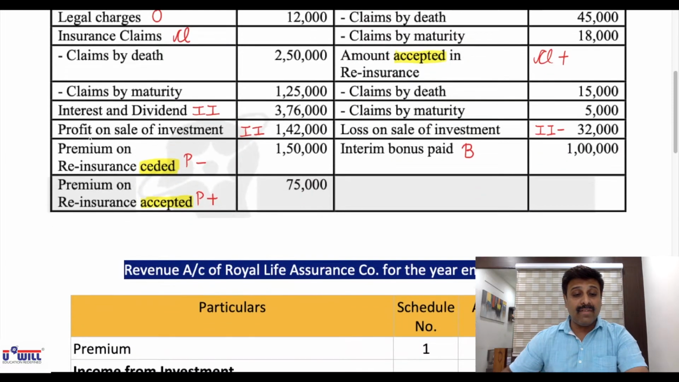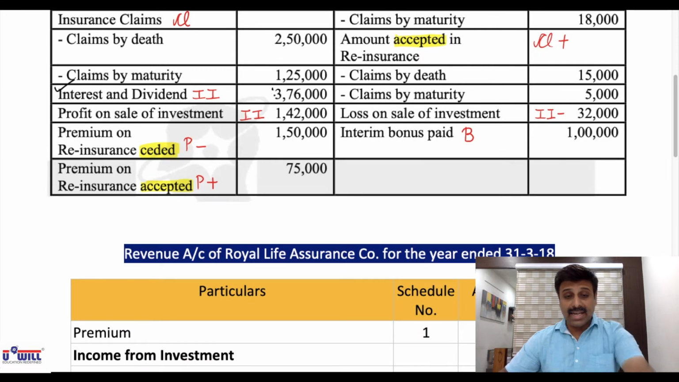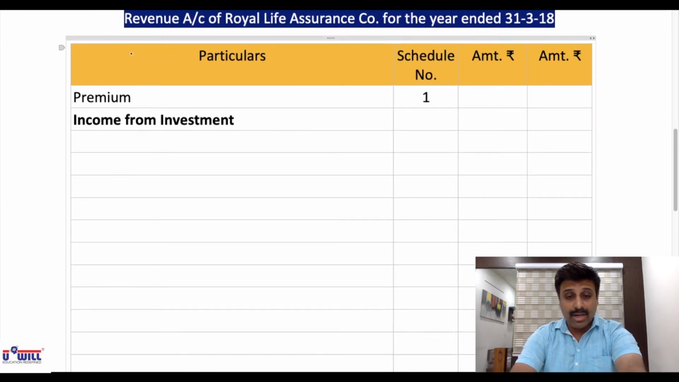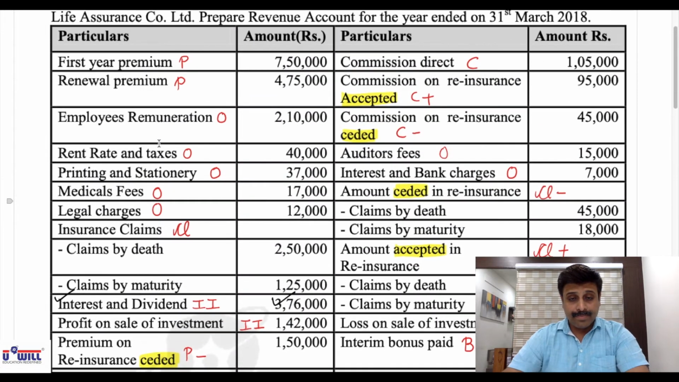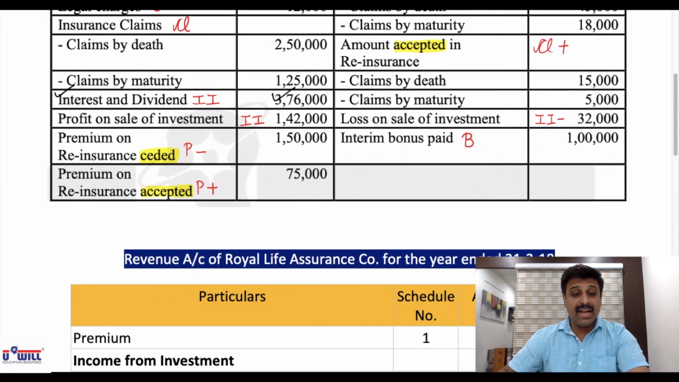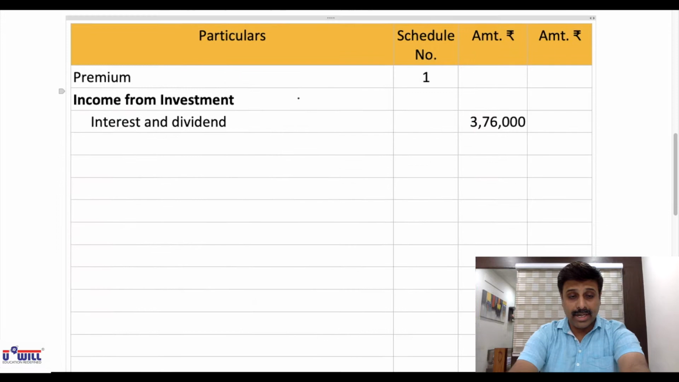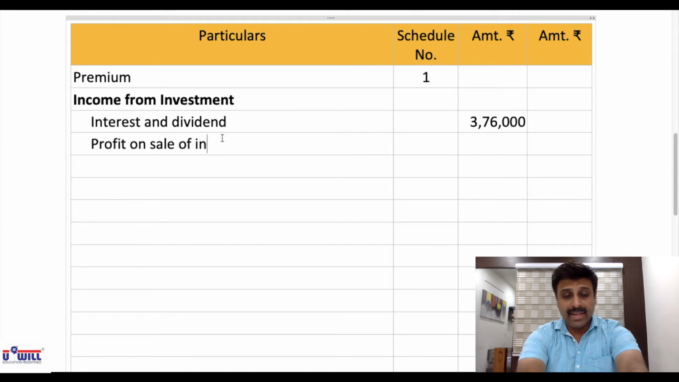Now the first item of investment income is interest and dividend, 3,76,000. So directly we have to record it here itself. All of you write down interest and dividend. In the inner column write 3,76,000 and we will take the total in the outer column. Then after interest and dividend we have profit on sale of investment, 1,42,000. So write down profit on sale of investment, 1,42,000.